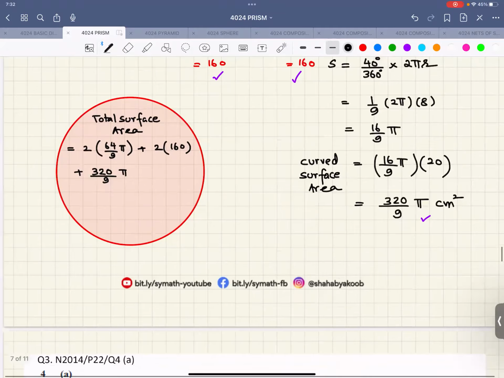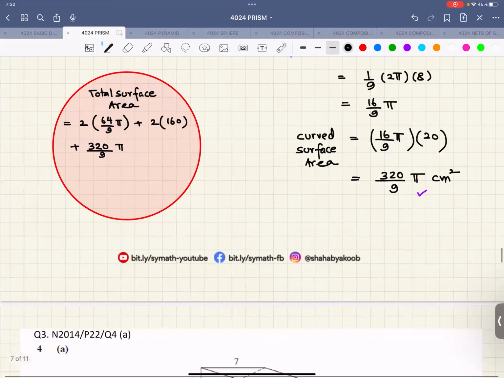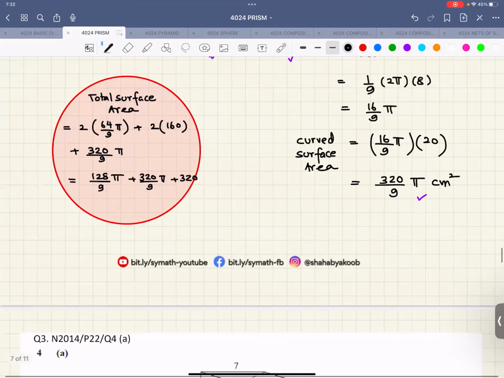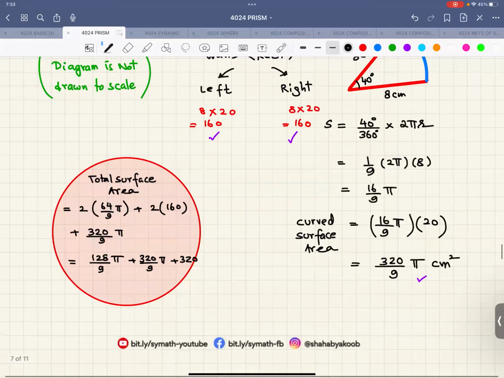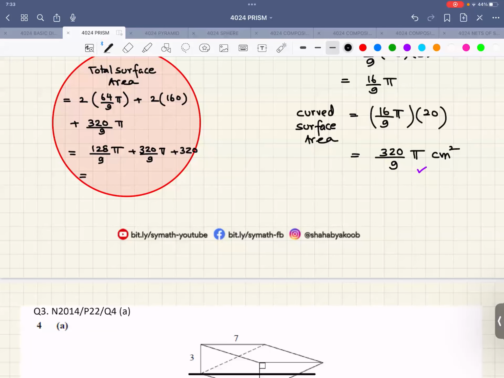So let me write this thing, that is 128 over 9 pi. And this is 320 over 9 pi. And this is 320 from here. Okay, so this is 128 plus 320, that is 448 divided by 9. So that's 448 over 9 pi plus 320. Now let me plug in the value, 448 over 9 into 3.142 plus 320. So multiply it with 3.142 and add to it 320.